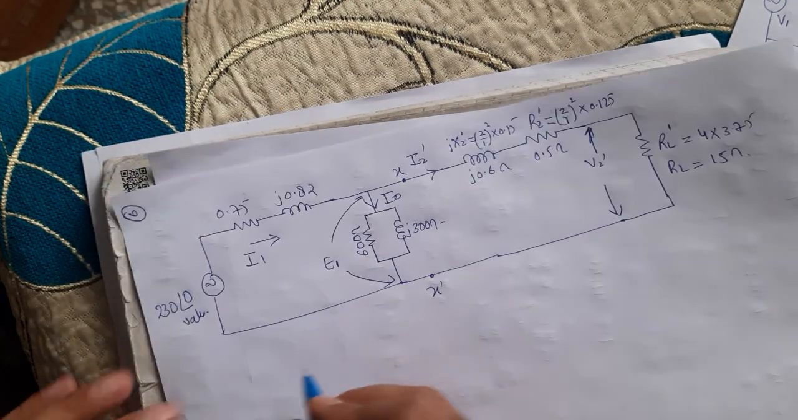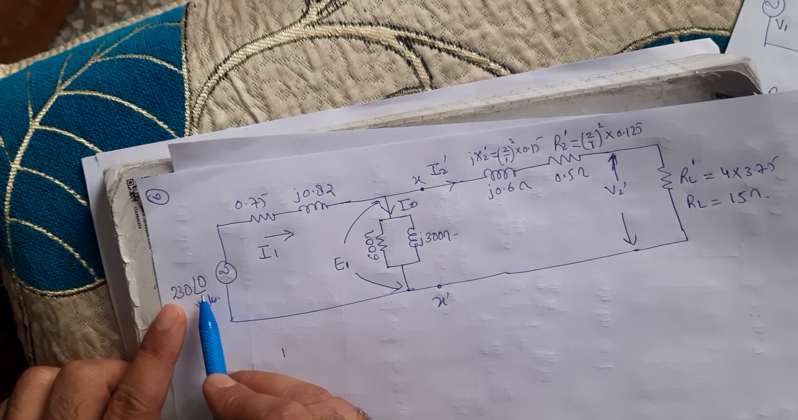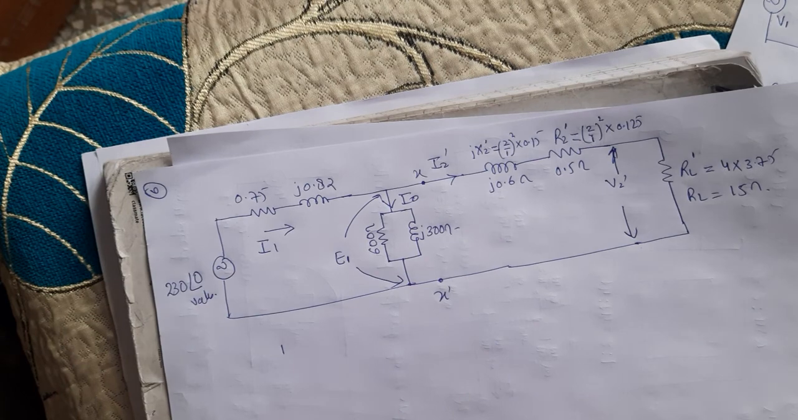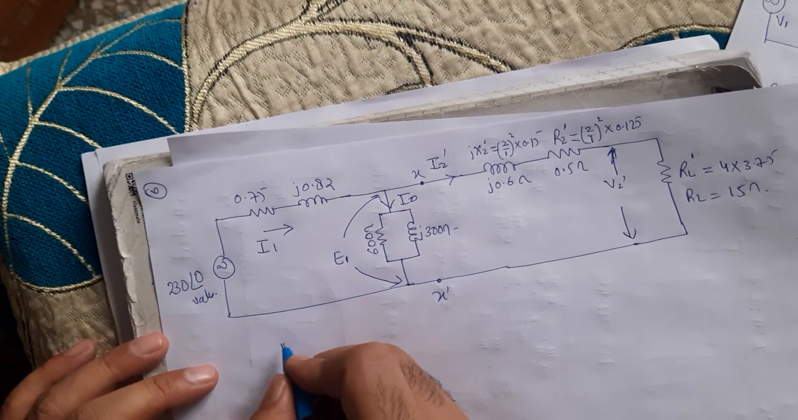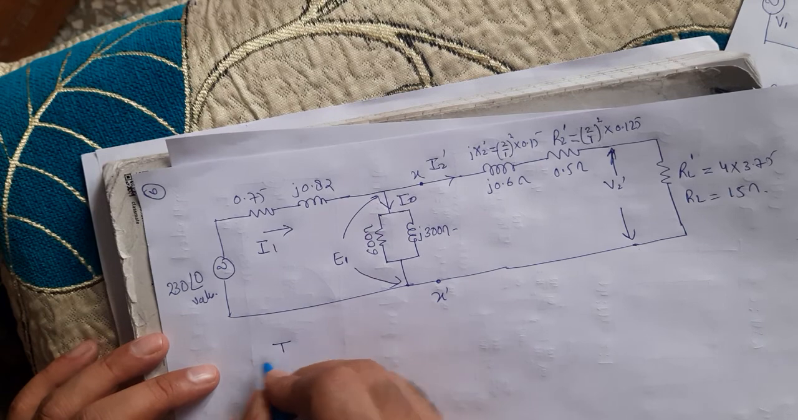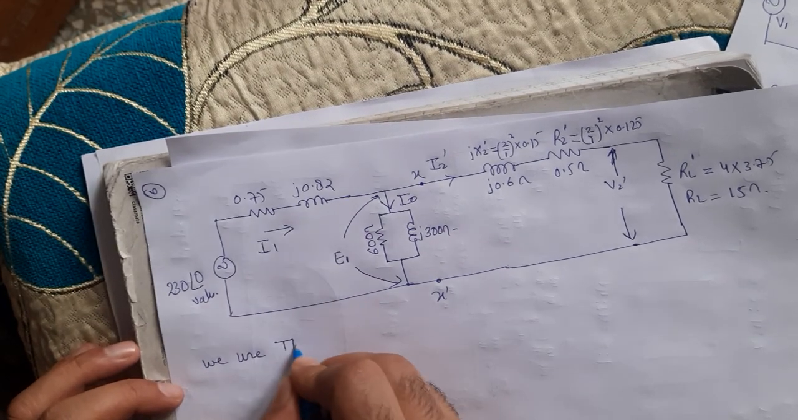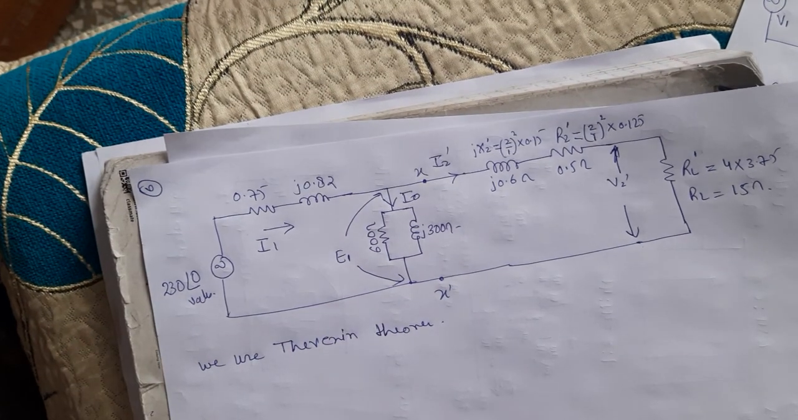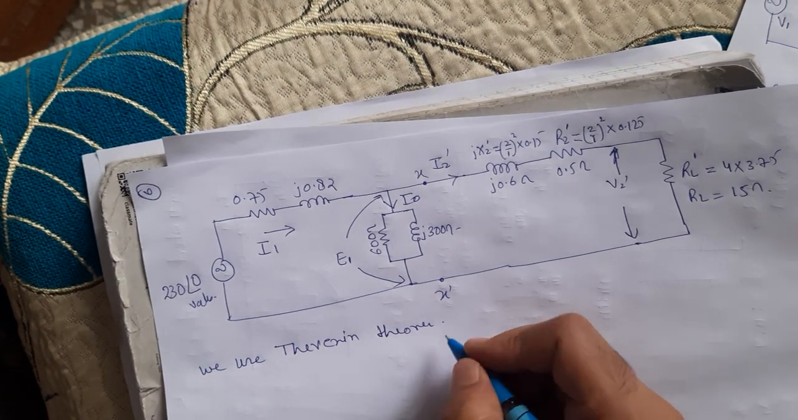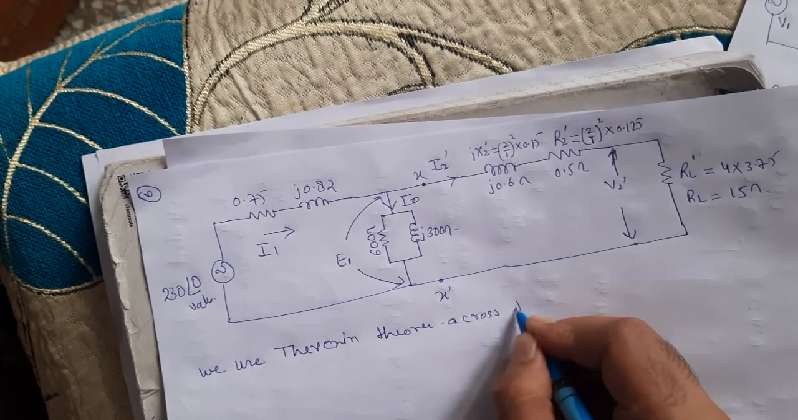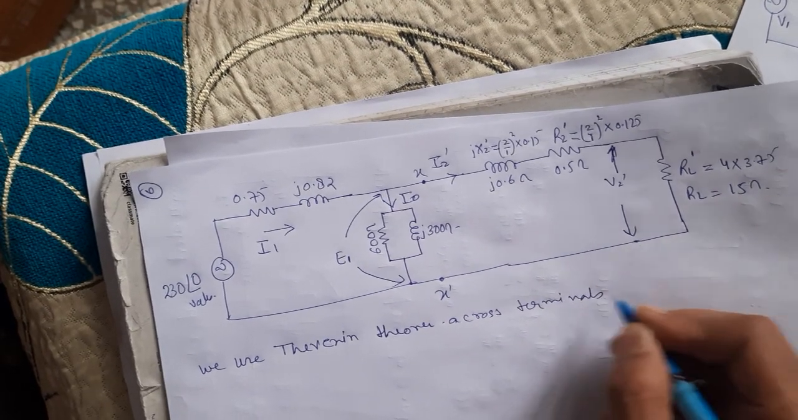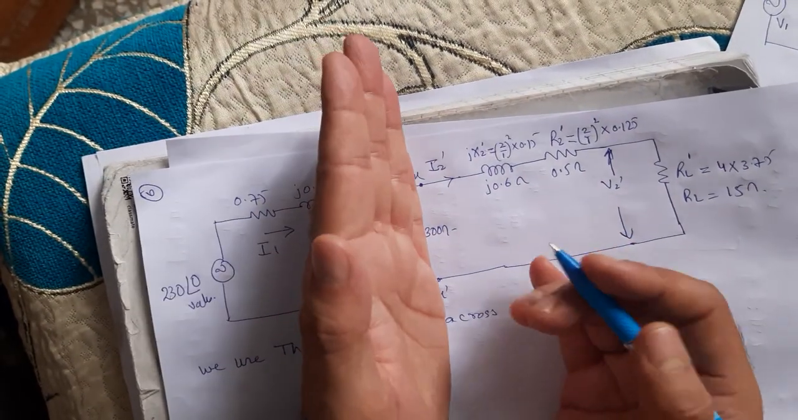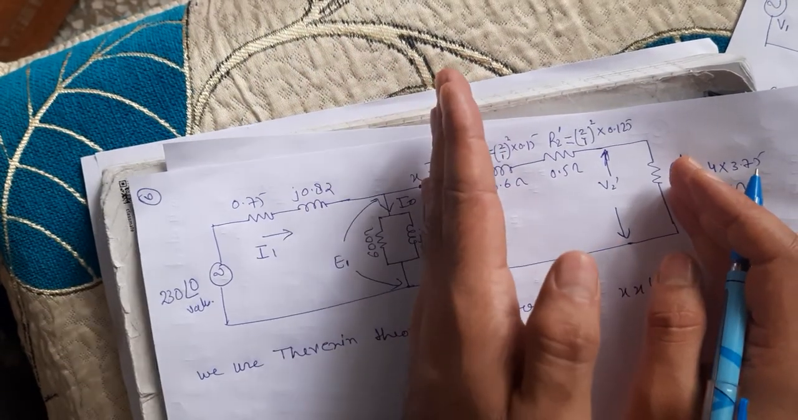I am saying for solving the circuit, because we have a voltage source, we can use Thevenin theorem. If we have a current source, it is better to use Norton's theorem. So for solving such a circuit, we use Thevenin theorem across terminals X, X dash, across the primary, meaning this is primary, this is secondary. So we are using Thevenin here.